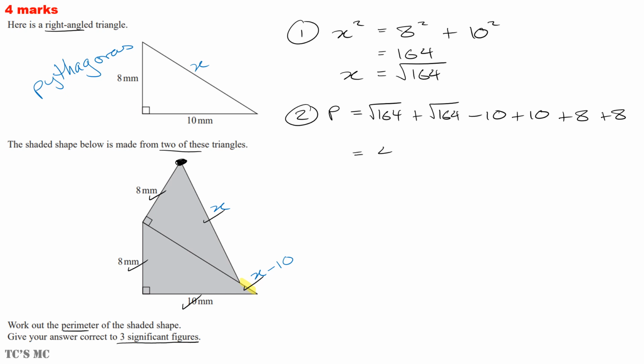That is 41.6124, and it goes on. The question tells us to round this to 3 significant figures. So we have 1, 2, 3. As the number after the wall is a 1, we need to round down. So our final answer is 41.6 millimeters. And now we have a fourth mark.